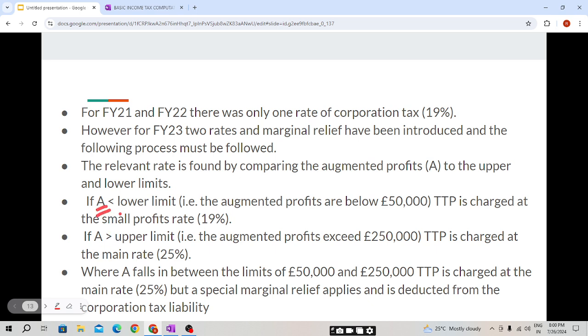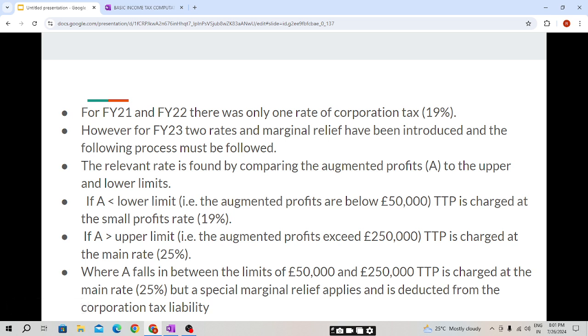If the augmented profit is within or below the lower limit, the lower limit was, students, 50,000 pounds, and this limit is for a 12 month period. The statutory limits are for the 12 month period. I hope this is clear.